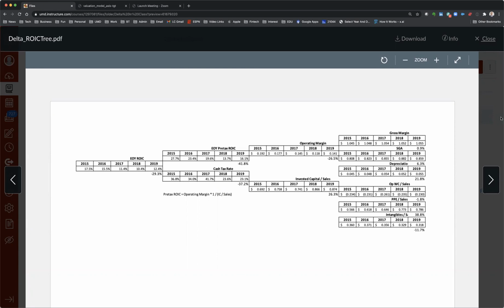Look at the drivers for operating margin. Gross margin improved by about 1 cent. SG&A went up by about 5 cents over the period, and this was steady. Depreciation went up by about 1 cent. And so from that, we see that depreciation and gross margin cancel each other out. In this case, the increase in SG&A by about 5 cents is the primary factor driving the decline in operating margin.